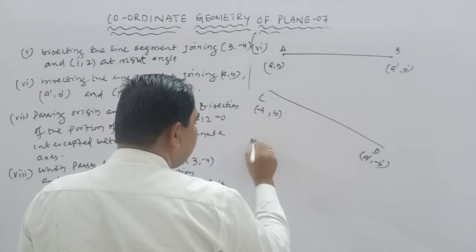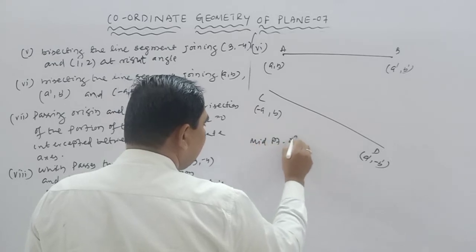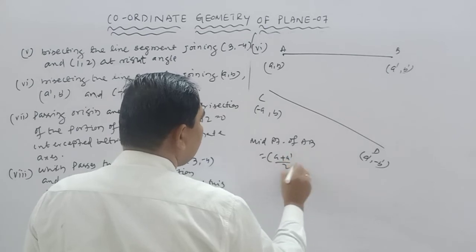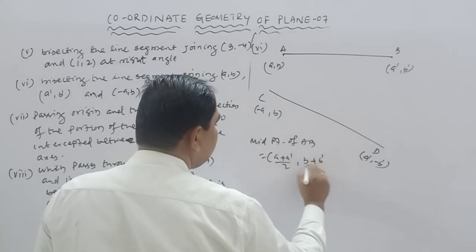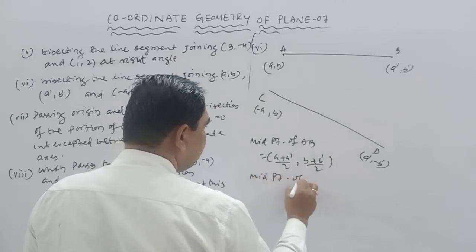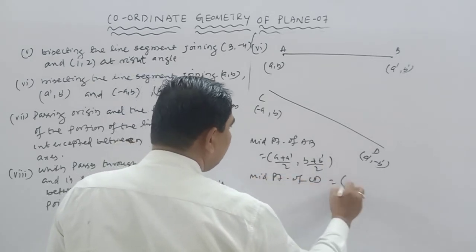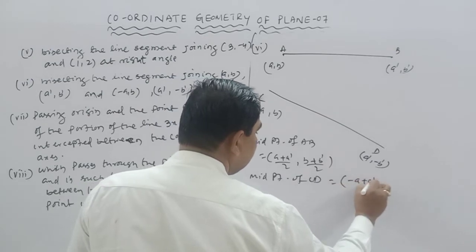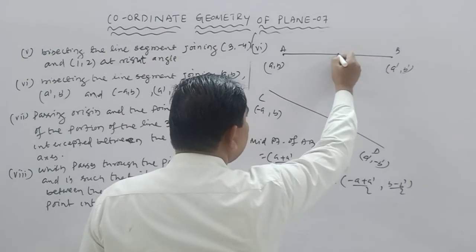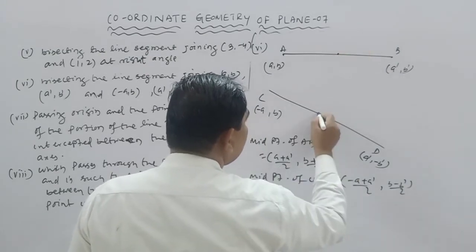Find the midpoint of AB. The midpoint of AB is equal to ((A plus A dash) by 2, (B plus B dash) by 2). Next, the midpoint of CD is equal to ((minus A plus A dash) by 2, (B minus B dash) by 2). This is one midpoint and this is another midpoint.